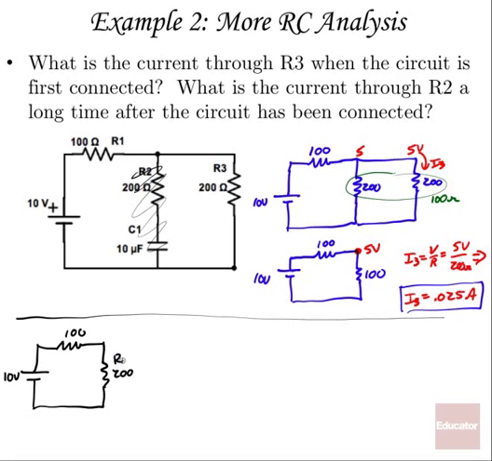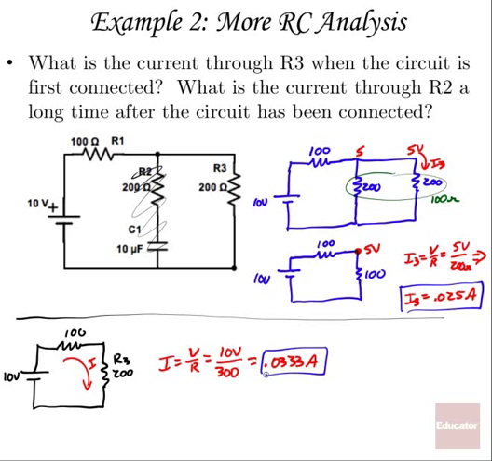And if this is R3, we want the current through R3. That's just going to be the total current, because we have a series circuit. So I equals V over R, which is going to be 10 volts over our total resistance, 200 plus 100, since they're in series, or 300 ohms, for a total of 0.0333 amps.